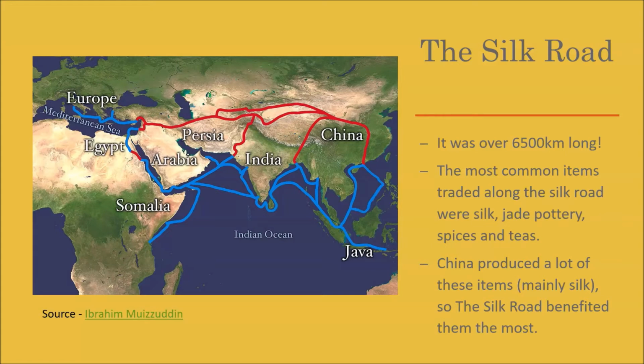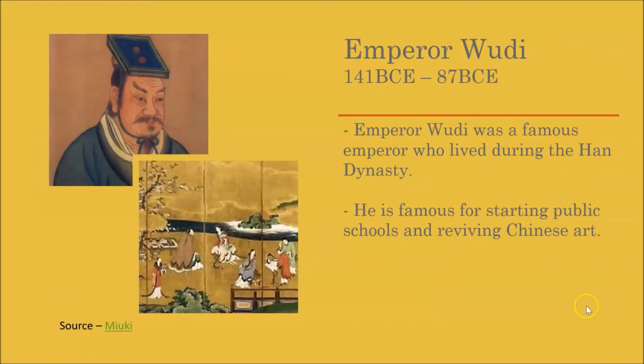So you can see on this map here, we've got the terrestrial map of the Silk Road in red, and then we've got the aquatic map. The Silk Road was also over water as well, and you can see that in the blue. Next up, we have Emperor Wu Di, who lived from 141 BC to 87 BCE. Emperor Wu Di was a famous emperor who lived during the Han Dynasty, and he is famous for starting public schools and reviving Chinese art. So a very significant person.